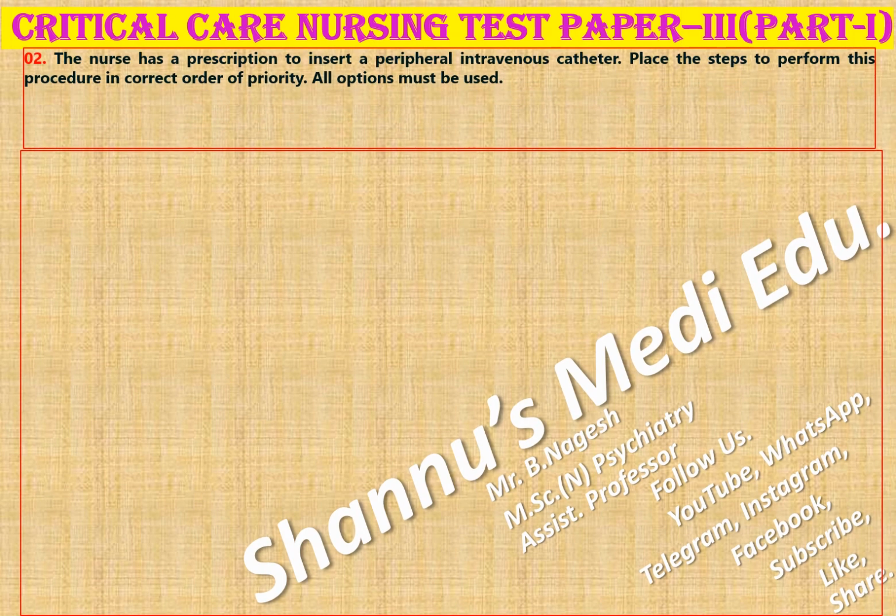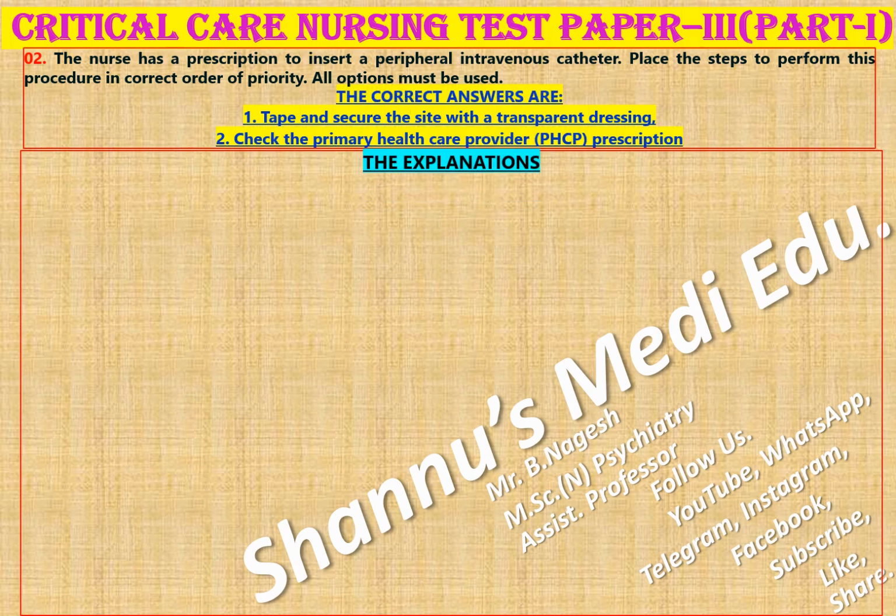The second question is, the nurse has a prescription to insert a peripheral intravenous catheter. Place the steps of the procedure in the correct order of priority. All options must be used. The correct answer is to tape and secure the site with a transparent dressing. Check the primary healthcare provider's prescription first.